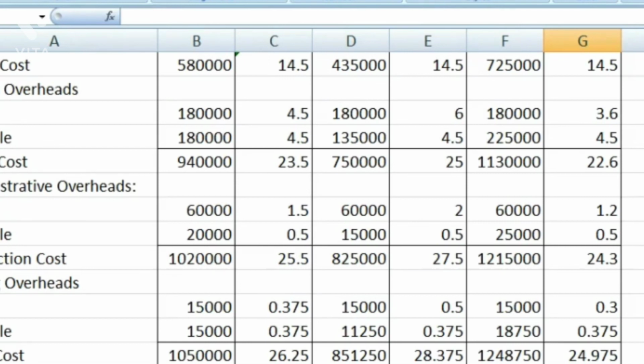If you produce 40,000 units, your per unit cost is 26.25. If you produce less, then your cost is increased to 28.375. Or if you produce more, then your cost is 24.975. That means if your production is increased, then your average cost is decreased. If your production is decreased, then your average cost is increased. But it is not exactly increased in proportion to the production, because the costs are different: fixed cost, variable cost, and semi variable cost. But here there are only two kinds of cost: fixed cost and variable cost.